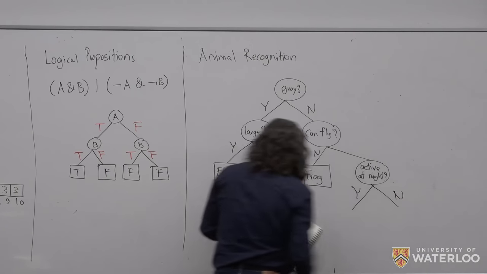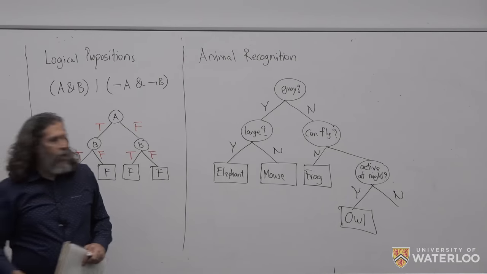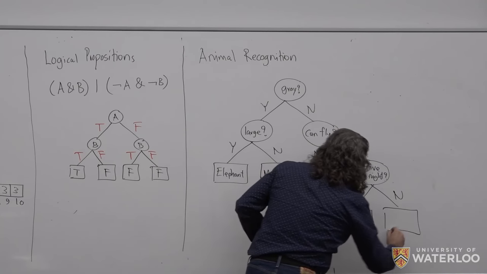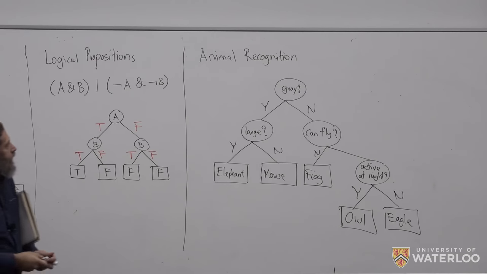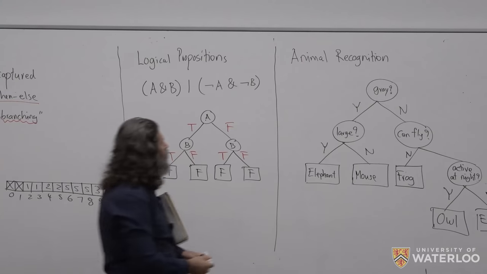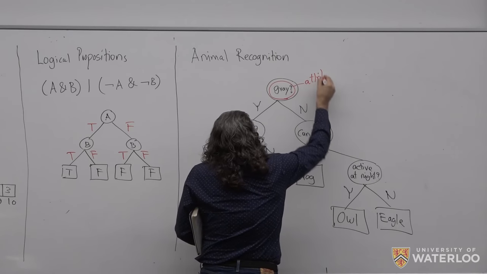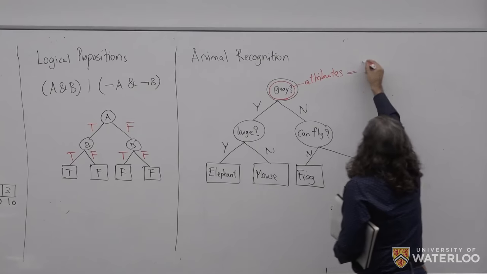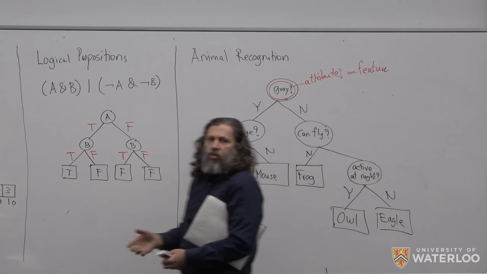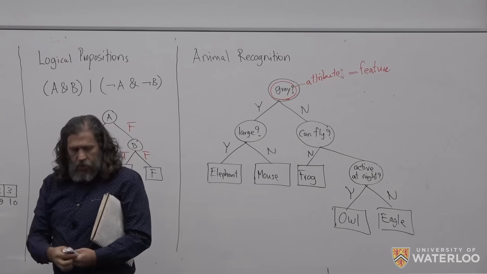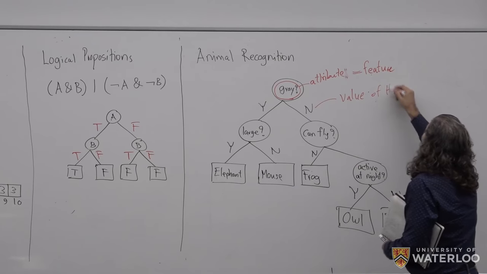Yes. No. Well, if it is active at night, it has to be an owl. If it is not active at night, maybe it's an eagle. Not a realistic animal recognition program, but you get the point. So I'm looking at attributes, which is feature. In the terminology of decision trees, we don't talk about features. We talk about attributes. And then every attribute has a value. So the value of the attribute.